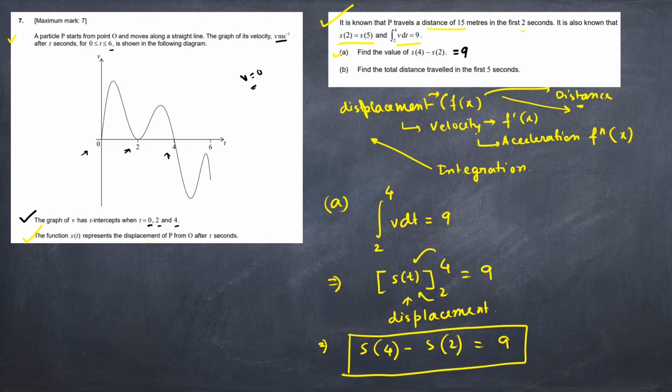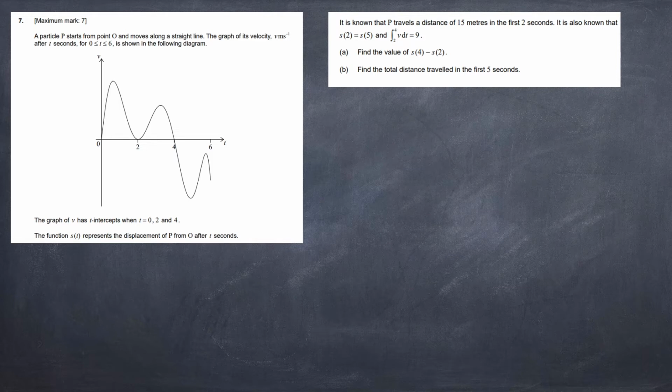Now we will move towards the next question, B. Find the total distance traveled in the first 5 seconds. Here the graph analysis is given: this is 0, this is 2, this is 4, and 5 is almost here. So this will be the area up to 5. And as we already know, distance is equal to the integration of velocity.